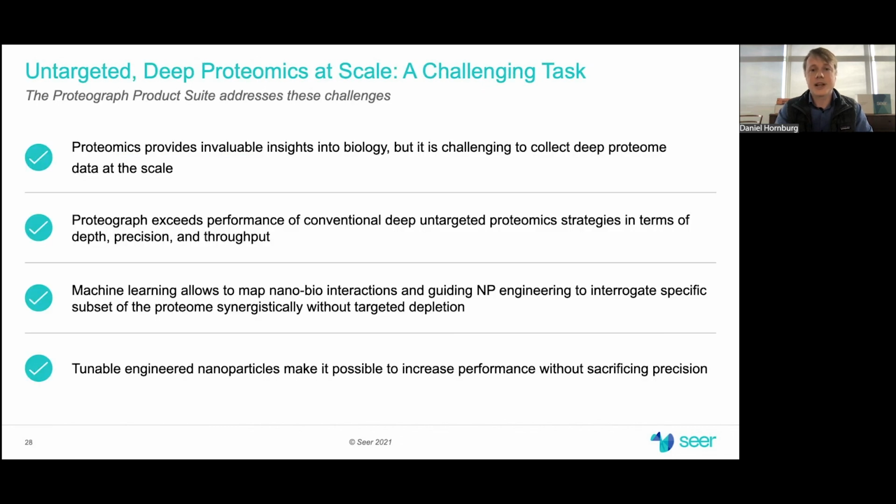So with this, I'd like to finish and thank you for your attention. I hope I was able to show you how we use nanoparticles to really dive deep into the plasma proteome and how we can further extend the utility of nanoproteomics and the nano-bio interaction, both in terms of using machine learning to understand how they interact, as well as driving the Vroman effect to further increase the performance for individual nanoparticles.